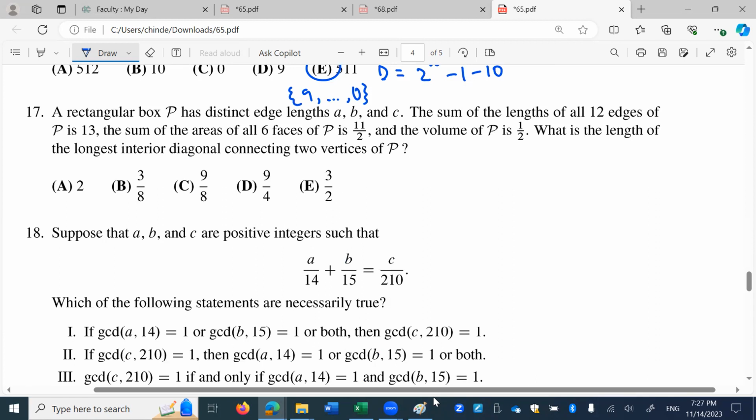The rectangular box has edge lengths A, B, and C. The sum of the lengths of all 12 edges is 13. So each edge will occur 4 times, so that equals 13. The sum of the areas of all 6 faces, so that's AB plus BC plus AC, and there's 2 of each face, is going to be 11 over 2. And the volume ABC is 1/2. I want to find the length of the longest interior diagonal.